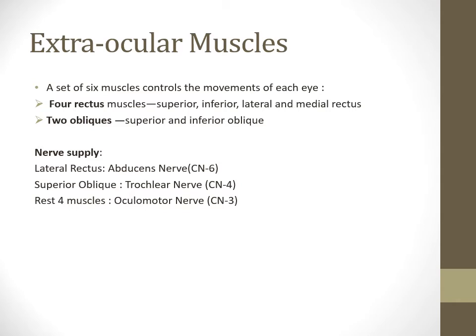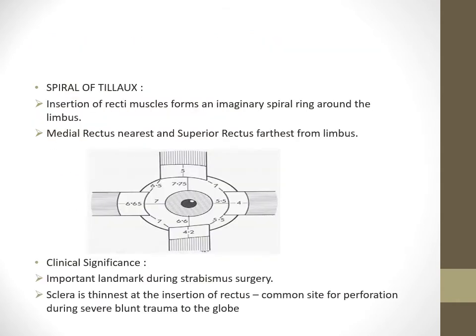To remember this, the mnemonic is lateral rectus abducent nerve, that is LR6, superior oblique trochlear nerve, that is SO4, and the rest of the muscles are supplied by the oculomotor nerve, that is the third nerve. Now the insertions of the recti muscles form an imaginary spiral ring around the limbus, which is called the spiral of Tillaux. The medial rectus is nearest and the superior rectus is farthest from the limbus. The clinical significance is that it is an important landmark during strabismus surgery. We have to locate the insertion of these extraocular muscles during squint surgery.